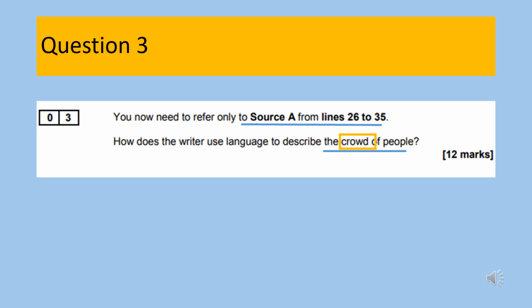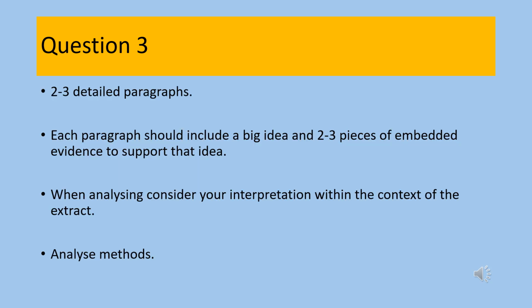And here you can see how we've highlighted key bits of information that we would keep in mind when answering this question. As question 3 is 12 marks, you'd spend approximately 12 minutes on this. You'd aim for around 2 to 3 detailed paragraphs, and each paragraph should include a big idea and 2 to 3 pieces of embedded evidence to support this idea.